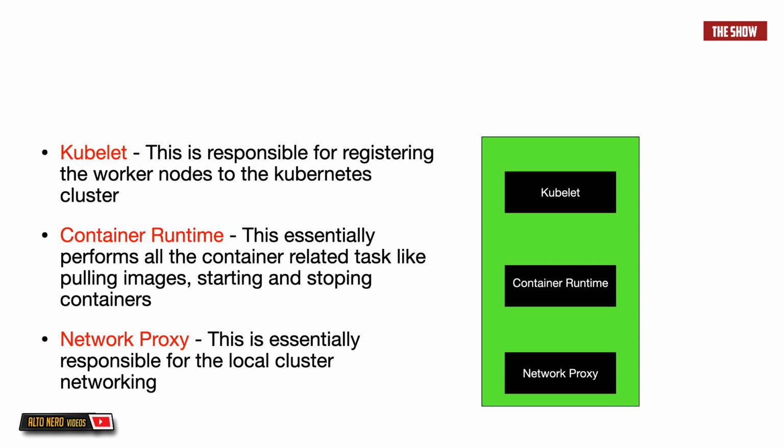The last piece of the puzzle is the network proxy. At a high level, what the network proxy does is that it ensures that each node in the cluster has its own unique IP address. And that is basically it.